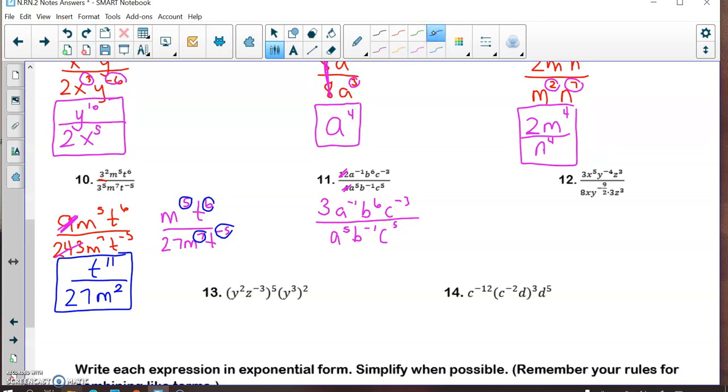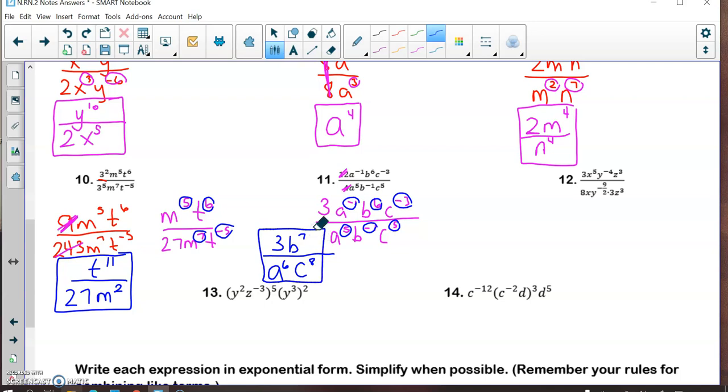So my 3 is going to stay where it's at. My a is going to go into my denominator. A 5 minus a negative 1 is going to be a 6. My b is going to move into my numerator. A 6 minus a negative 1 is a 7. And my c is going to go into my denominator. A 5 minus a negative 3 is an 8. And that is fully simplified now.